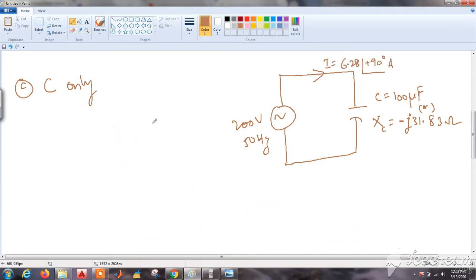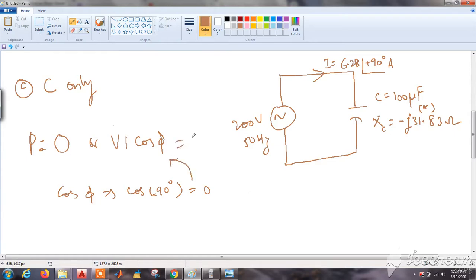Now let us calculate the power. We know that power is equal to VI cos phi, or simply we can use 3 I square R, but R is not present, so power is 0 in this case also. Or you can also do VI cos phi. You know that cos phi, the angle we get is 90 degrees, so cos of minus 90 degrees is 0. So in turn we get the power also 0 watts.